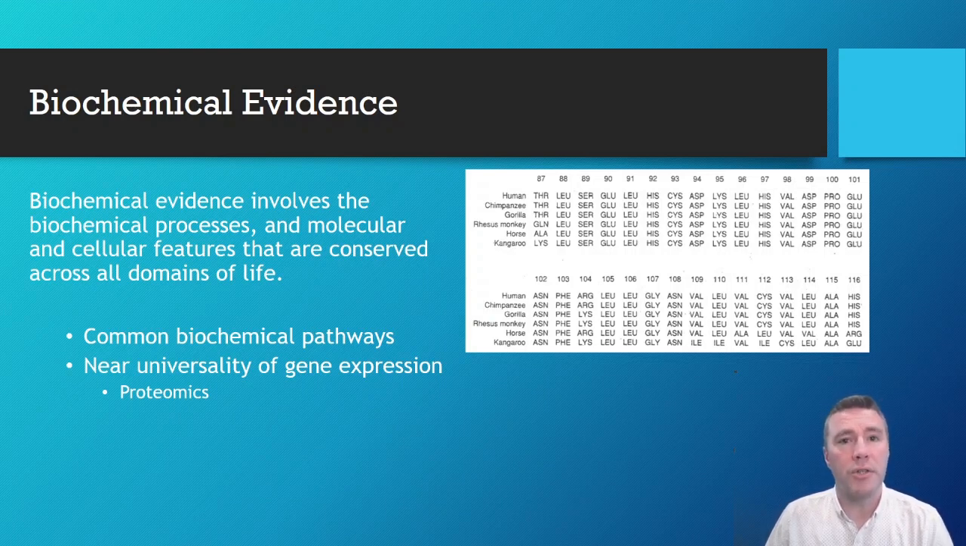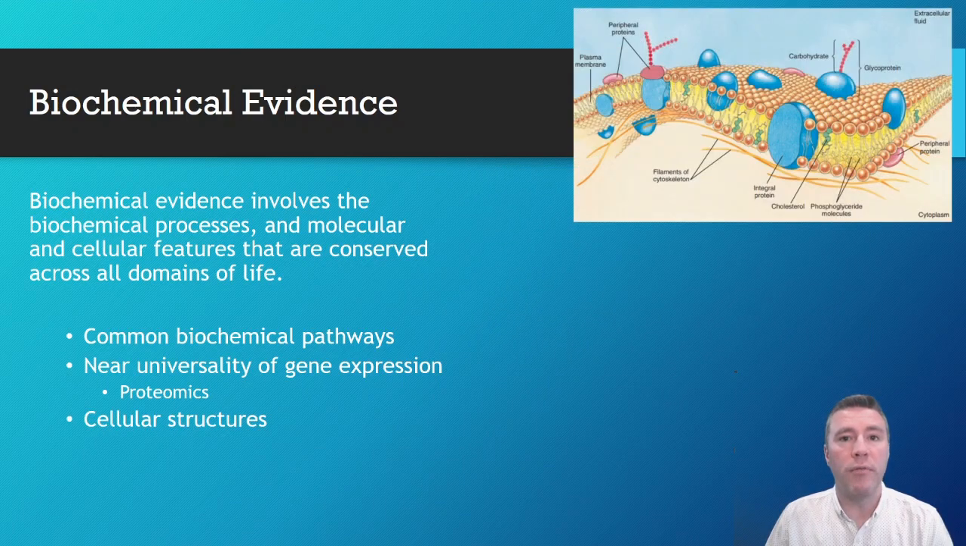Even cellular structures can be considered evidence for evolution because they often show similarities across different species, and that suggests a shared common evolutionary history. All living cells contain a plasma membrane, which separates the cell from its environment, and a variety of organelles, such as mitochondria and the endoplasmic reticulum, that perform specific functions within the cell.